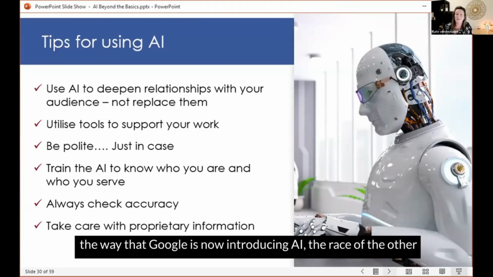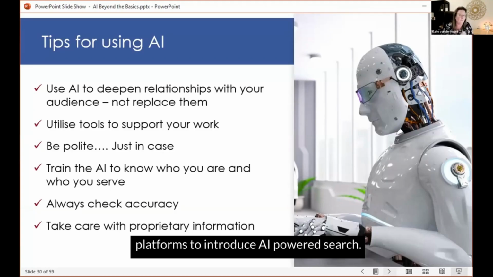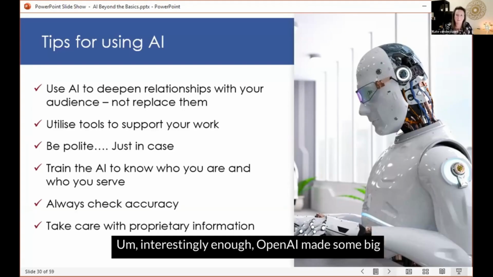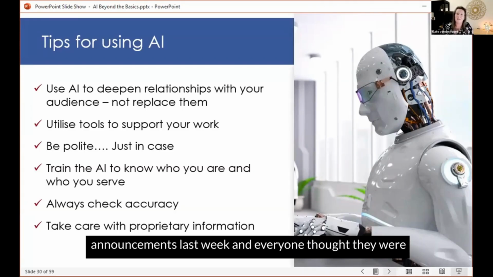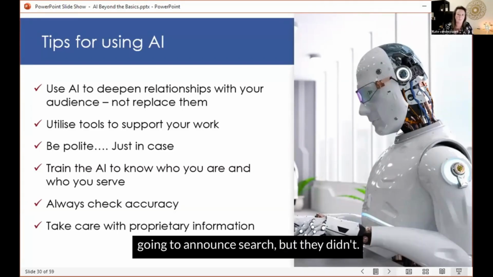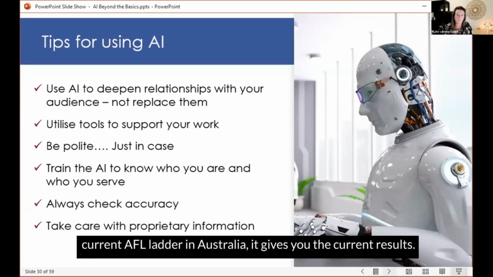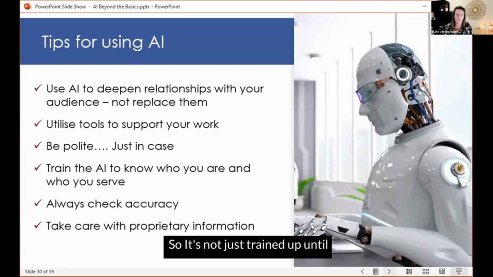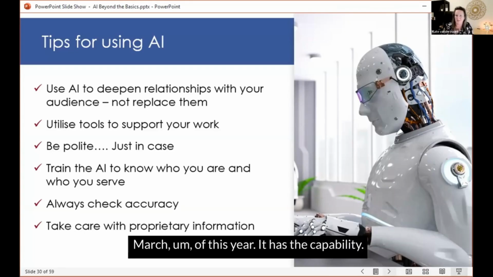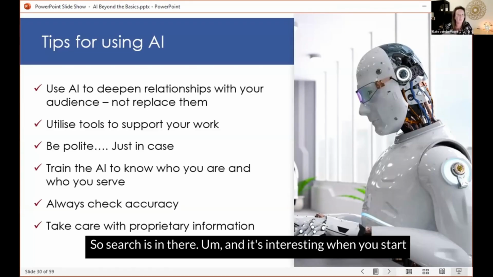The future of search is a really interesting rabbit hole that we are not going to go down. But look at the way Google is now introducing AI, and the race of the other platforms to introduce AI-powered search. Interestingly enough, OpenAI made some big announcements last week and everyone thought they were going to announce search, but they didn't. However, if you go into ChatGPT now and ask for the current AFL ladder in Australia, it gives you the current results. So it's not just trained up until March of this year. It has the capability. So search is in there.